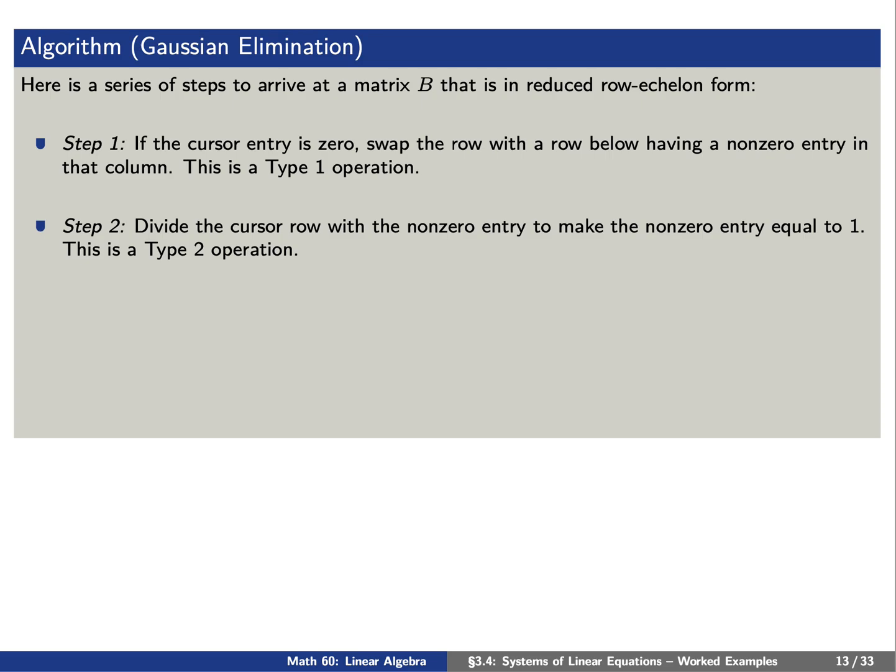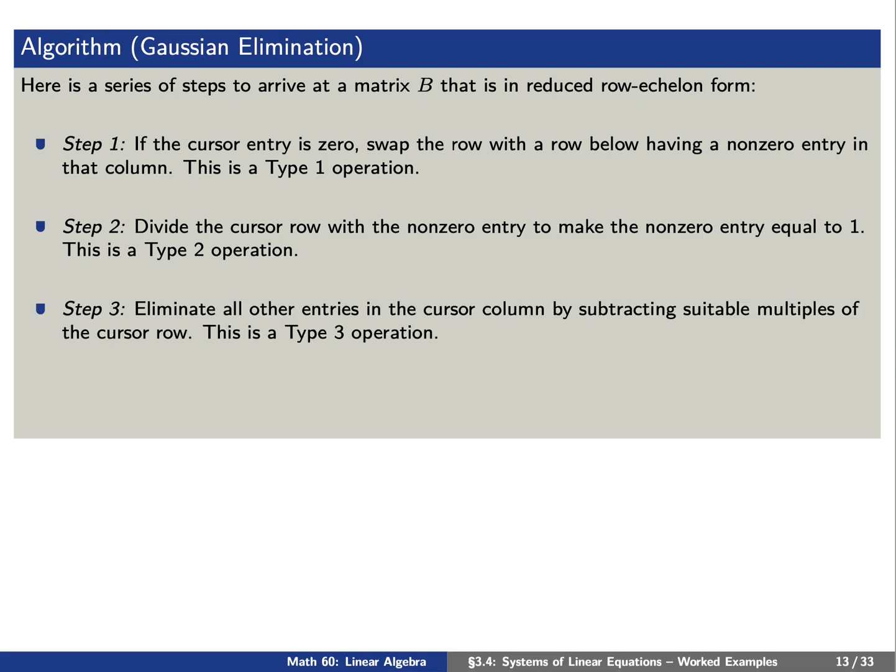Next, once we have this non-zero row and we're at our cursor, let's divide the entire row by this non-zero entry to make this non-zero entry equal to 1. This now says that our row has a pivot. Of course, dividing through by an entry is just a type 2 operation.